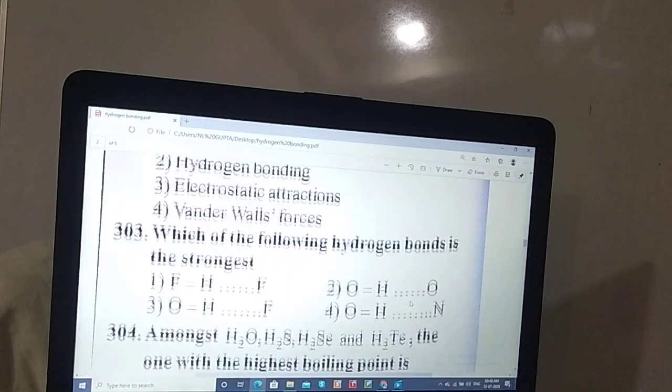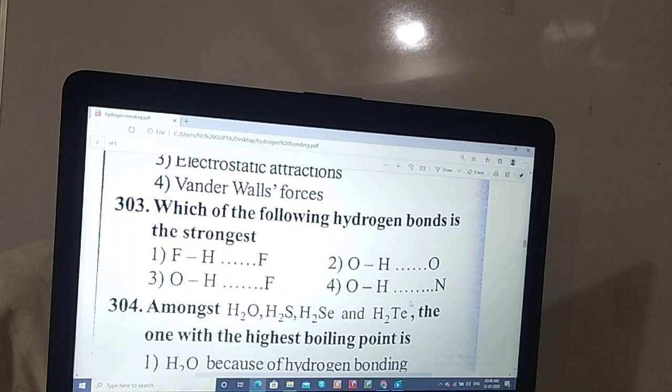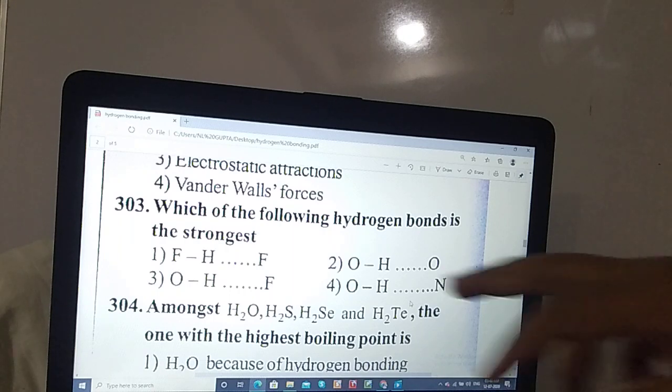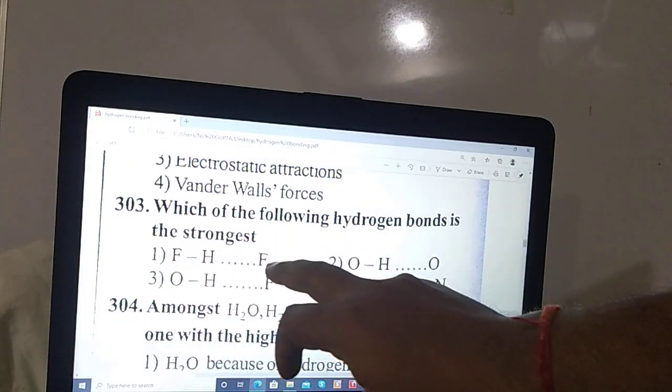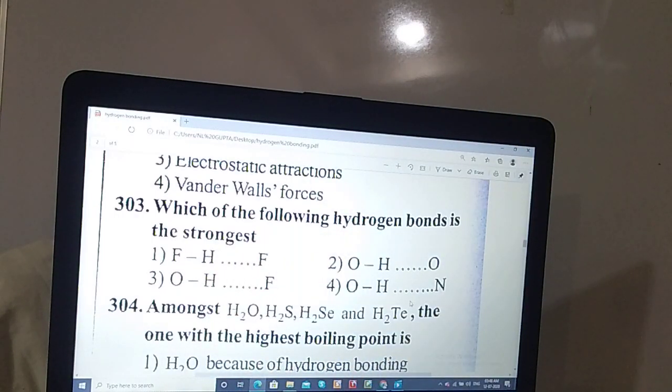Now let us move to question number 303. Which of the following hydrogen bonds is the strongest? The hydrogen bond is strongest where the atom is the most electronegative. Whichever has the most electronegative atom is the strongest one. Option A is FHO, B is OHF, C is OHO, D is OHN. Students, which is the most electronegative? F, which is the most electronegative atom compared to oxygen and nitrogen. So the correct option will be option number 1.